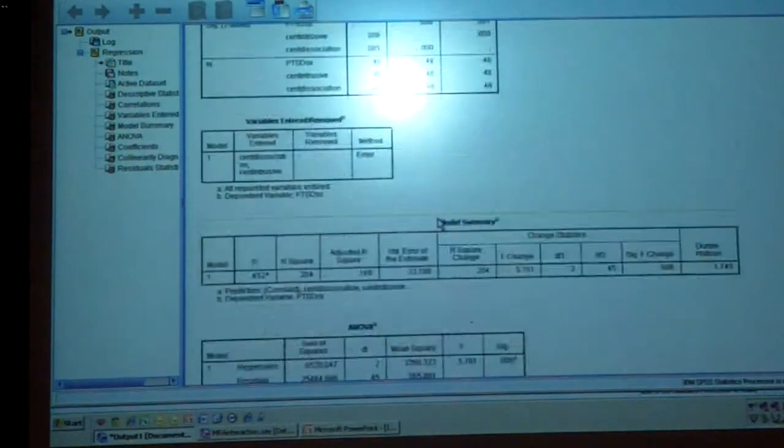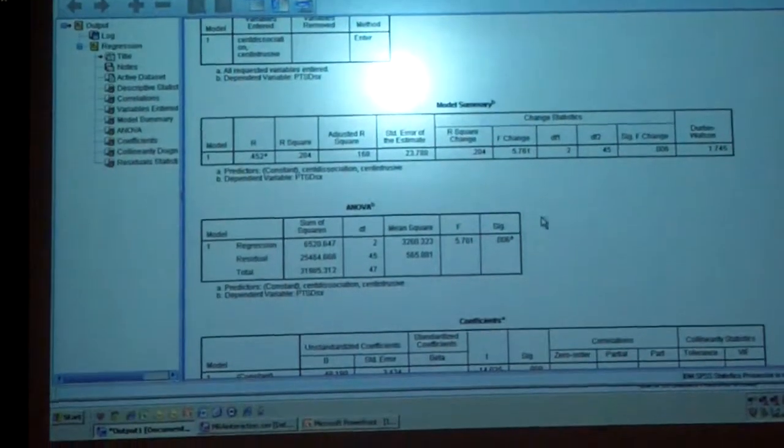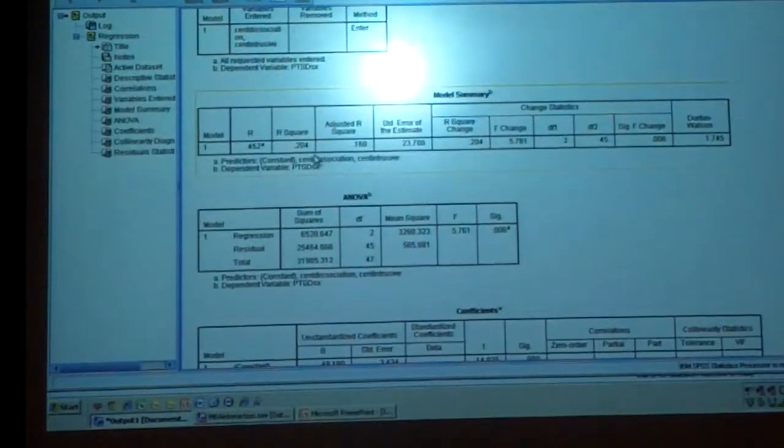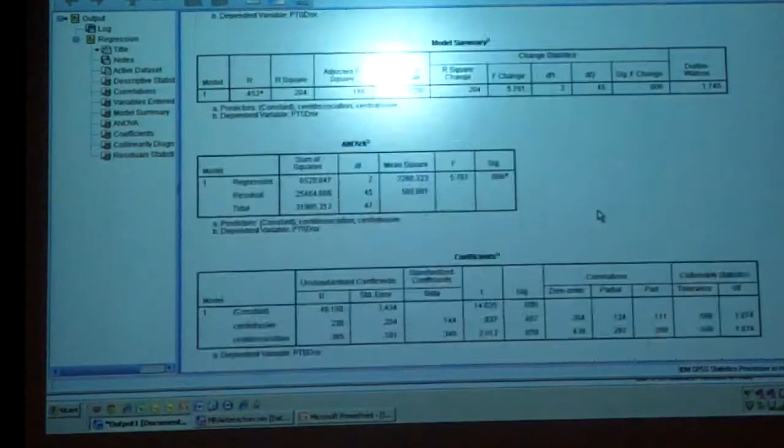Next we get our correlations. On your output, I've annotated it for you, so you can see what all these things mean. We have an R squared here, 0.204, which is significant at the 0.006 level. That means the equation as a whole is significant. We're 99.4% sure that the R squared is not 0. That's all that tells us so far.